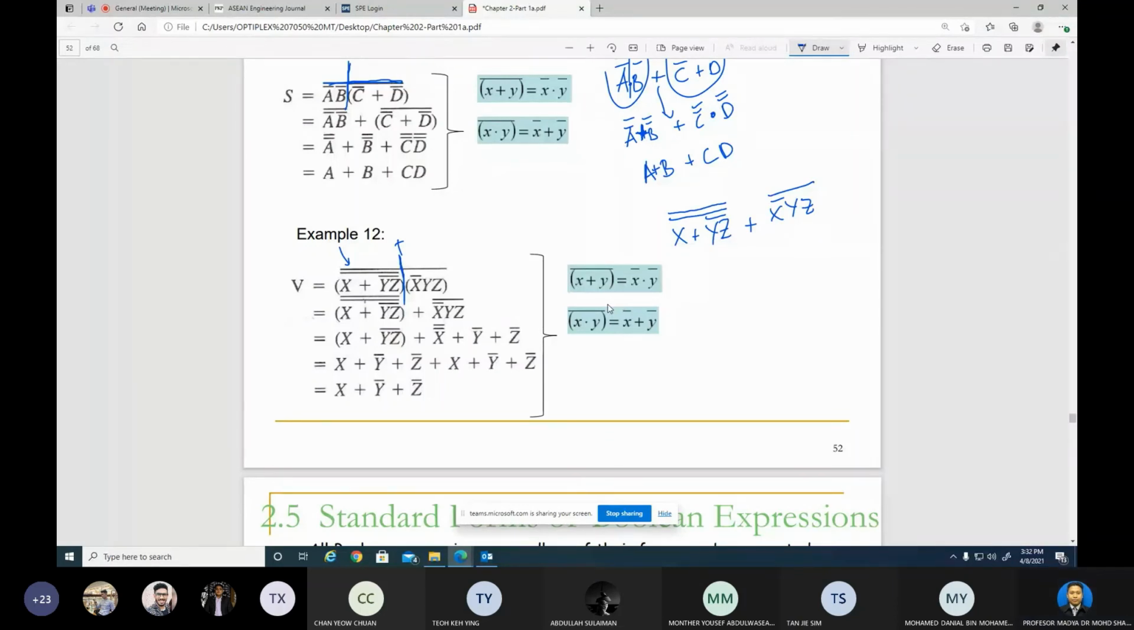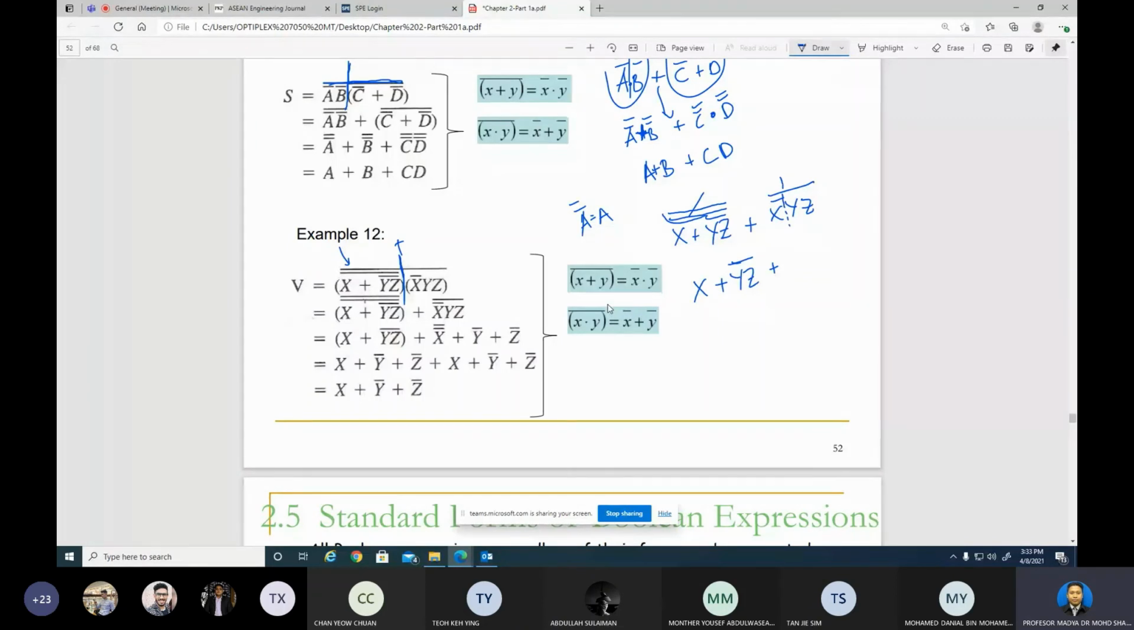And then you can see this one. This will be a double bar, same bar, we can cancel out. So it will be x plus yz bar. This can cancel out, similar to A double bar equals A. Then I will solve this one next.